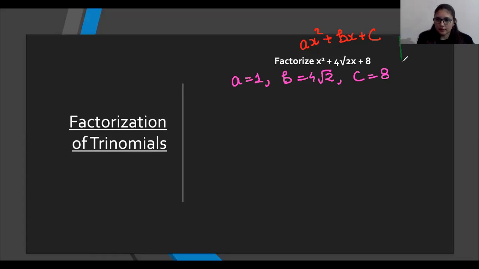First of all, you are going to calculate a times c. So which is 1 times 8, which is 8, right? Now we are going to calculate a plus c, right? A plus c. So what will you get?